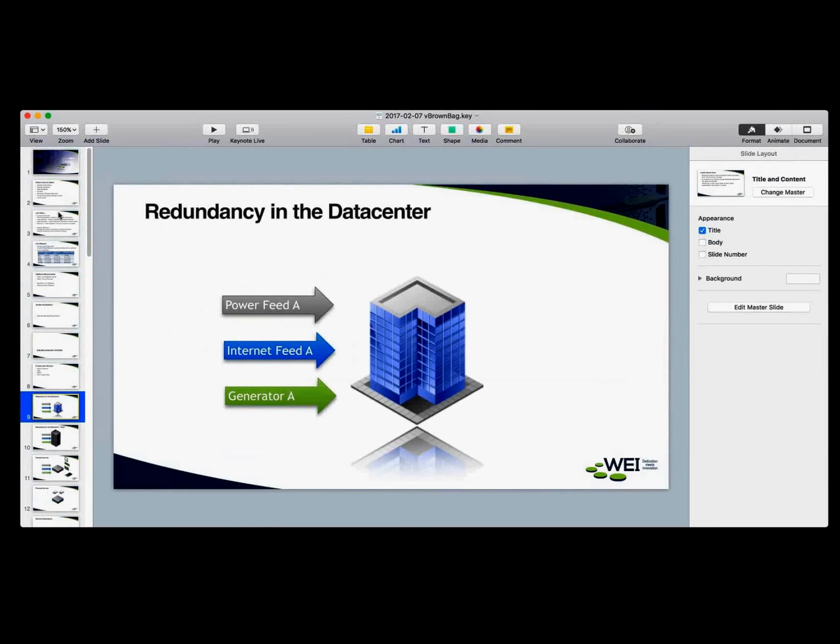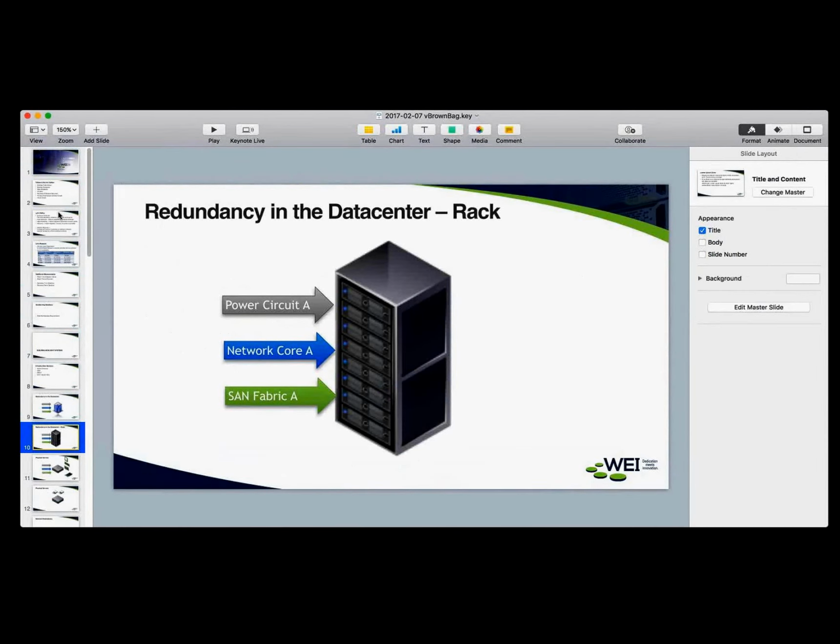And if the application lives in this building, those are going to be some of the constraints you have to live with. Same thing when you get down to a rack level. We have power and network and SAN fabric. I know very few environments where we only have one switch at the top of the rack. Usually we have 2 switches and dual connect everything.